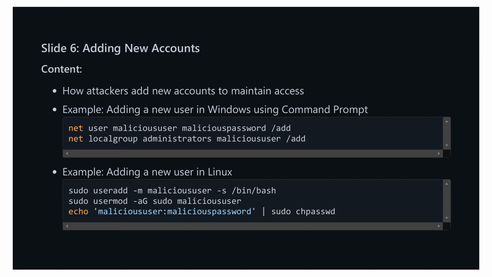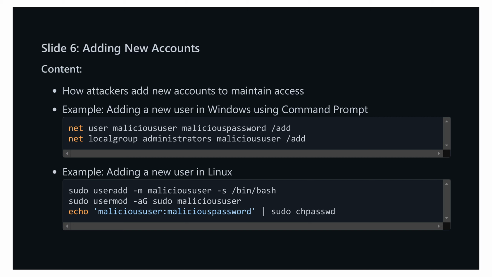Example: adding a new user in Linux. 1. With similar intentions, attackers use the following commands to add a user in Linux: shell sudo useradd -m malicious user -s /bin/bash. This command creates a new user, malicious user, with a home directory and default shell set to bash.